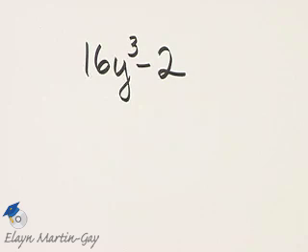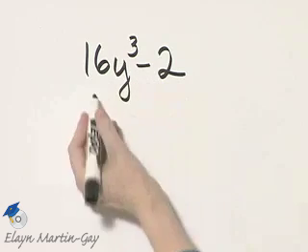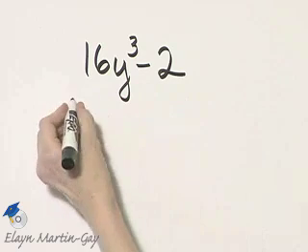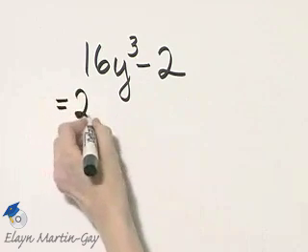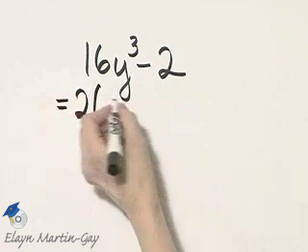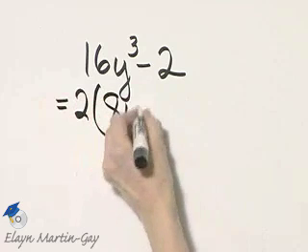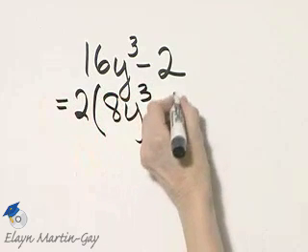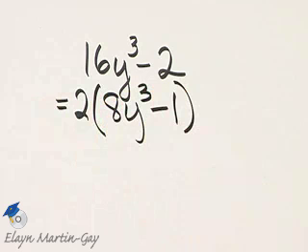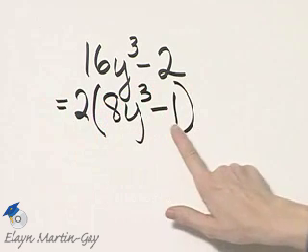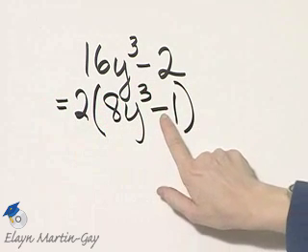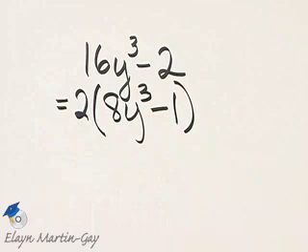Let's factor this binomial. Do we have any common factors? The answer is yes. There's a common factor of 2 that I can factor out, and I'm left with 8y cubed minus 1. And now let's continue. Notice this is a binomial, and it is the difference of 2 cubes.